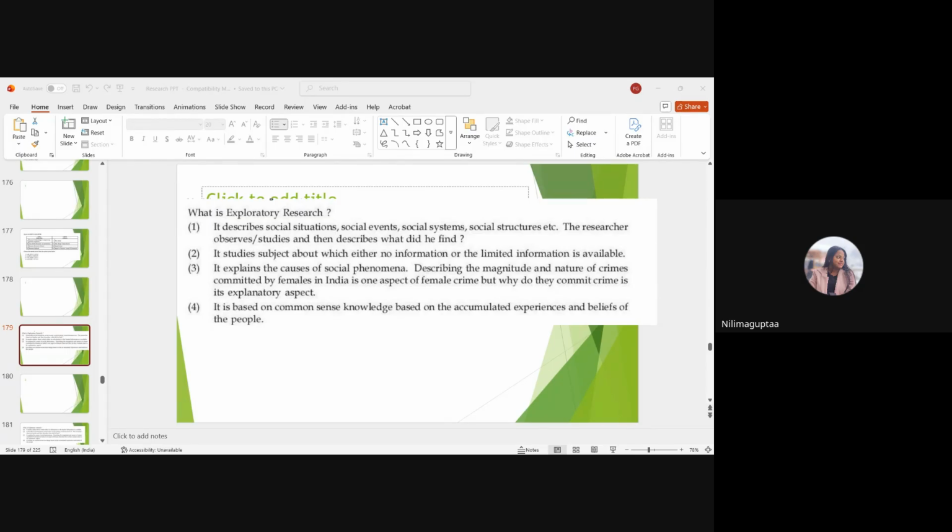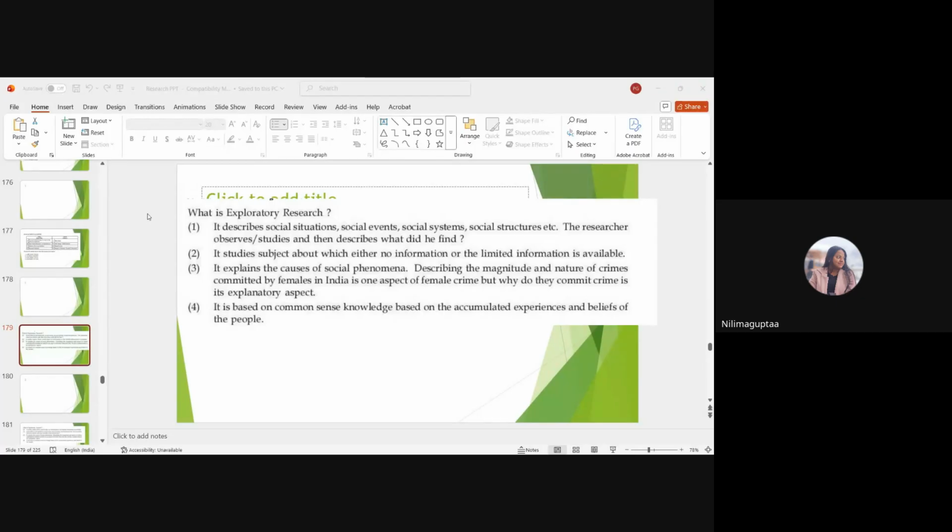Perfect. Most of you have almost given the correct answer. Yes. The correct answer is two. It studies a subject about which there is no information or limited information available. Now, as the word says, explore, exploratory research. So now you are exploring something on which there is no information available.